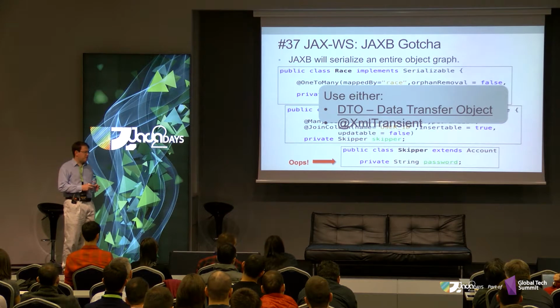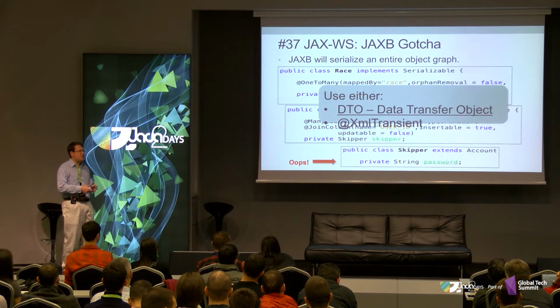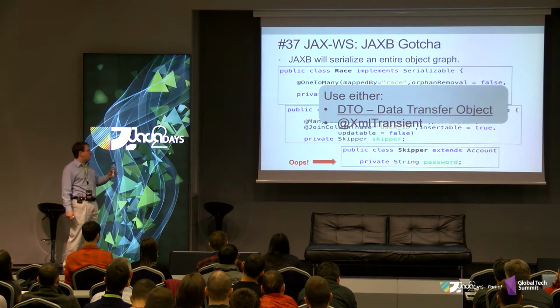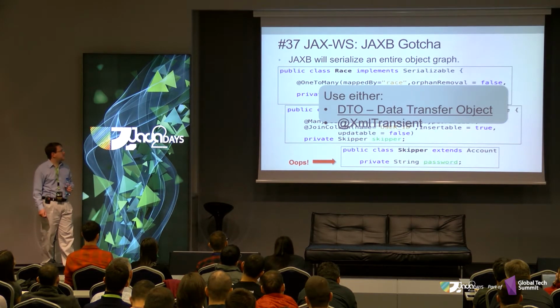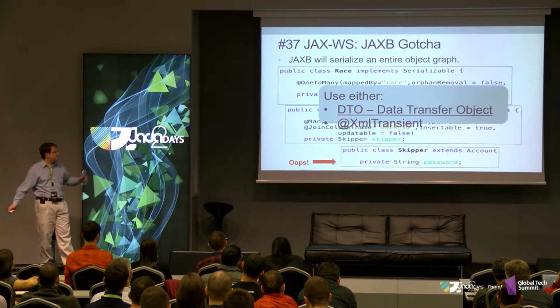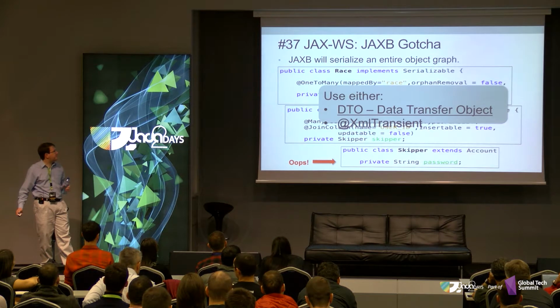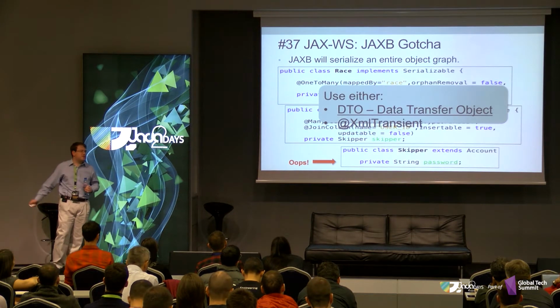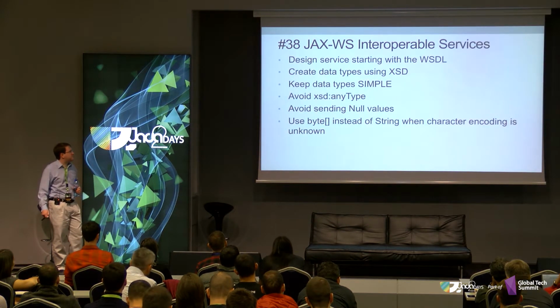For code that you're going to serialize with JAXB, make sure to use data transfer objects where you know exactly what you're serializing, or add the XML transient annotation to parameters that you don't want serialized. So in this case, you'd add it definitely to the password, possibly to the collection, so it doesn't serialize the entire object graph on you.